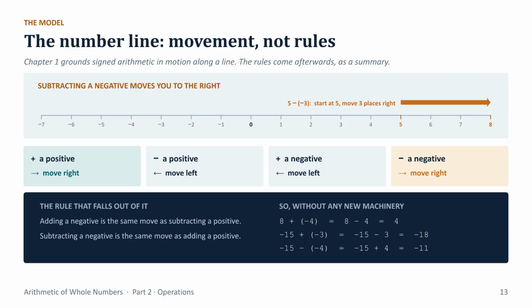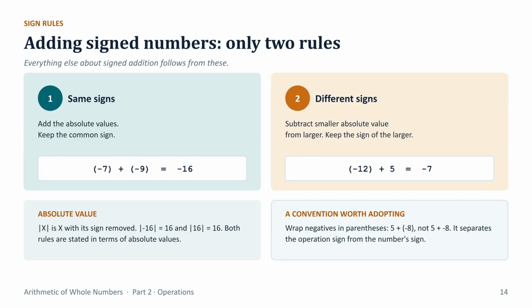The number line provides an intuitive model for signed arithmetic. Movement to the right represents addition, and to the left represents subtraction. These movements clarify why subtracting a negative number is equivalent to adding a positive one. Adding signed numbers is governed by just 2 rules based on the signs of the numbers. Use absolute values to simplify the arithmetic, and always keep track of the result sign. Parentheses can help avoid confusion when operations and signs clash.